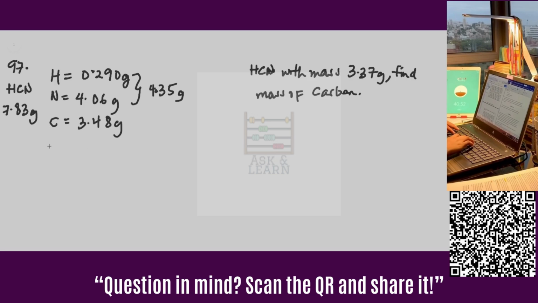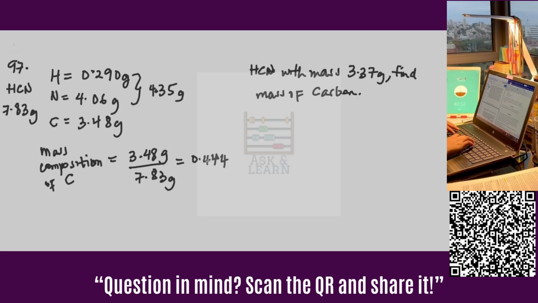So in this sample, we can then determine the composition, that is the mass composition of carbon. And the mass composition of carbon is essentially going to be 3.48 grams divided by 7.83 grams. Now, upon solving this, you see that the mass composition is 0.444, right?